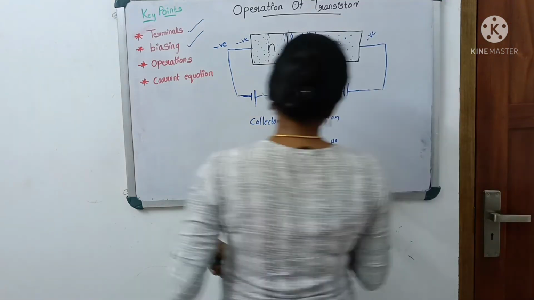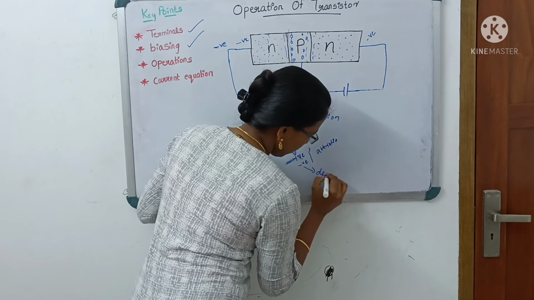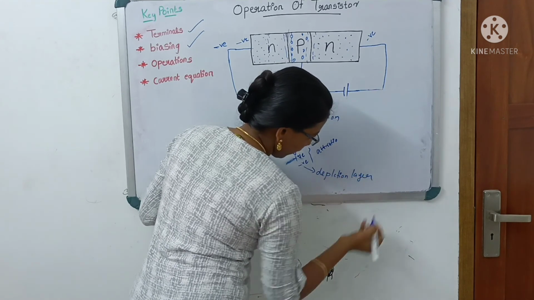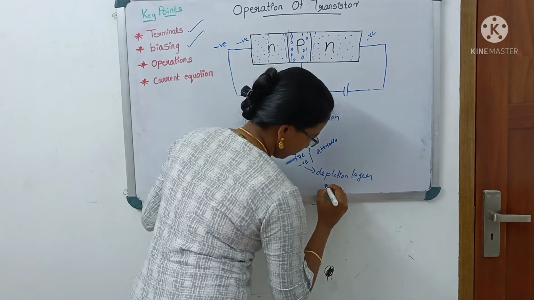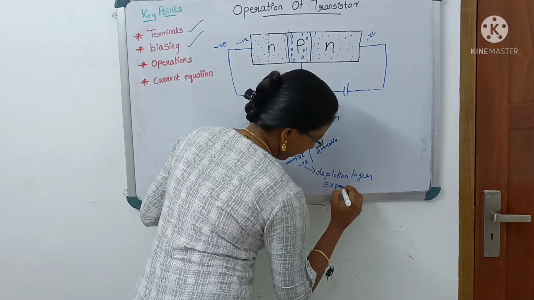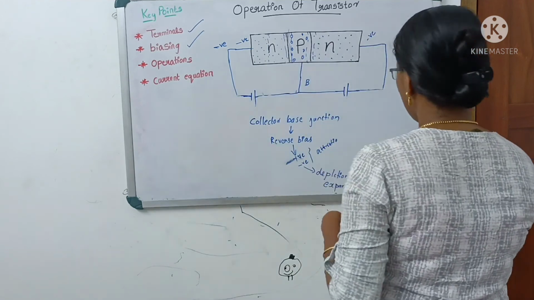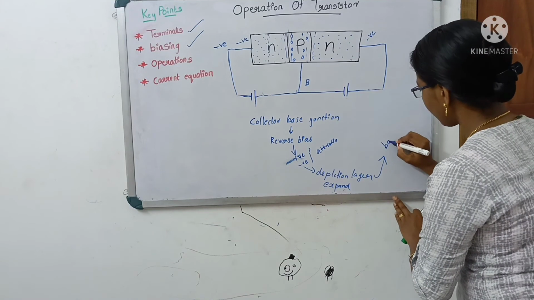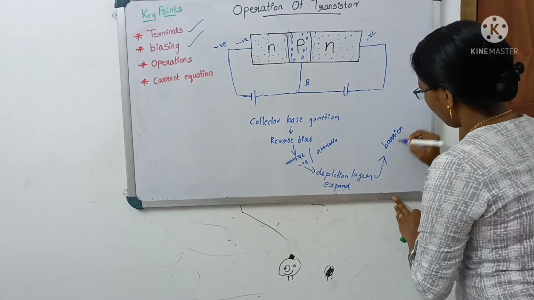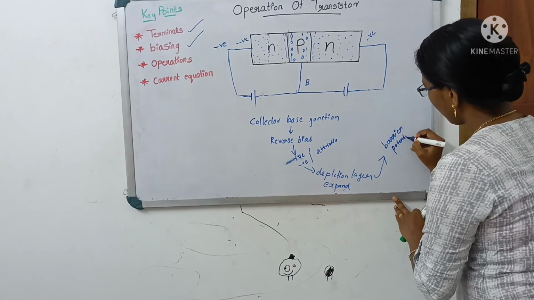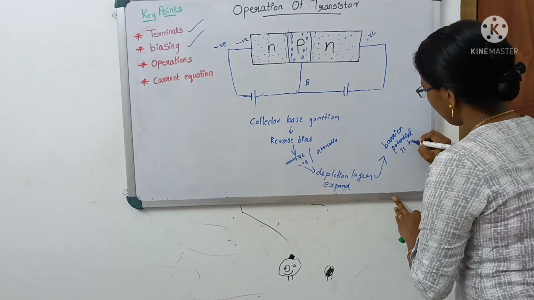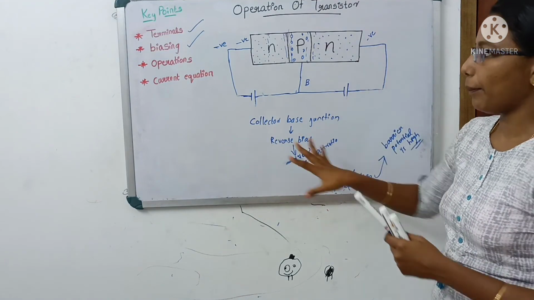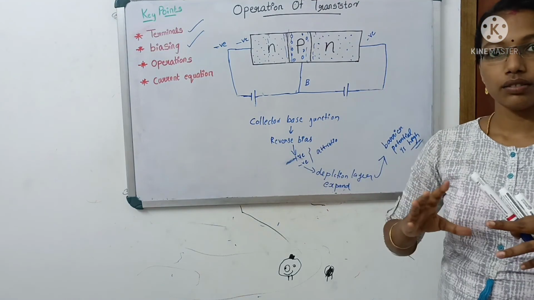So what happens? Because of the attraction, the depletion layer is expanding. Okay, expanding, so what happens? Here the barrier potential is high. So this is what happens when we are operating in normal condition.